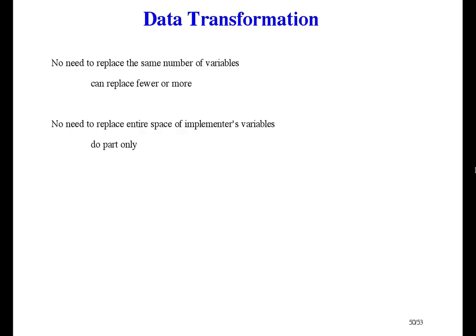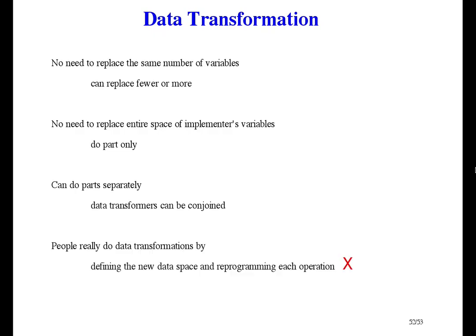Let me sum up a few things about data transformation. You don't have to have the same number of variables after the transformation, and the limited queue illustrated this point because after there were 2 more than before. Also, you don't have to replace the entire space of implementers variables if you don't want to. We did in the examples, but sometimes you just want to replace some of the variables. And if you do replace part, you can replace another part later. You can do it in parts.